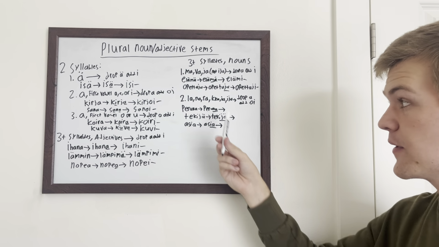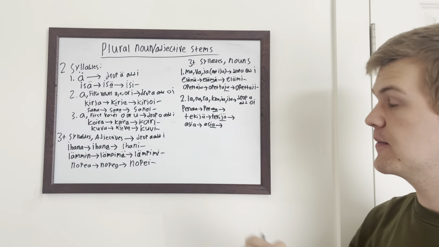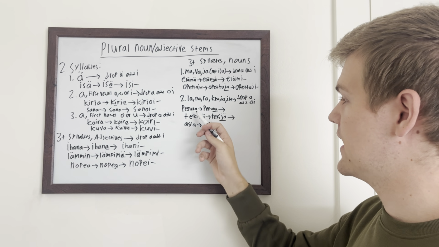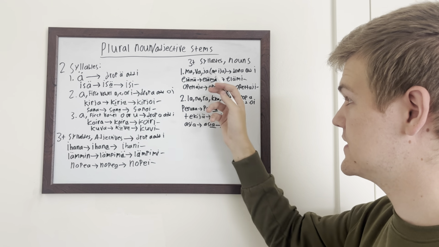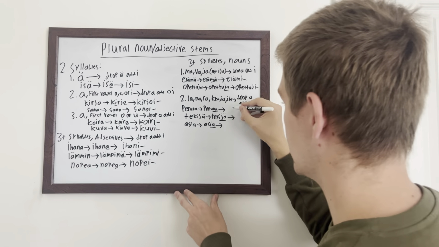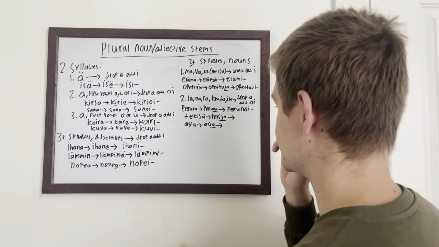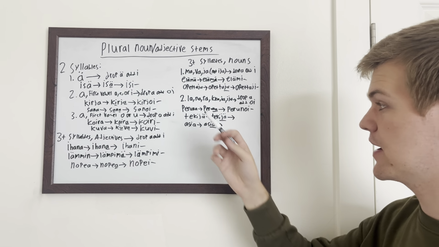So like peruna, again, three syllables, peruna. It's a noun, peruna is potato. And so we can get rid of the A and add OI because it ends in NA. It's not one of these, so it's going to fall into this category. Perunoi. Perunoi is going to be the plural stem for peruna.